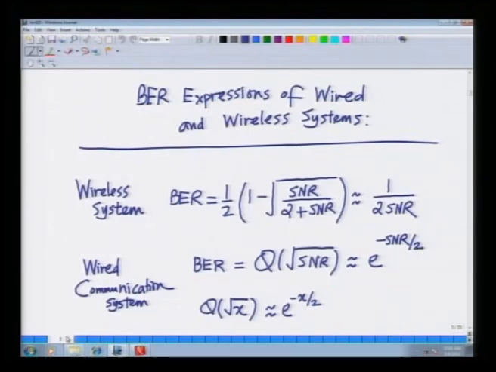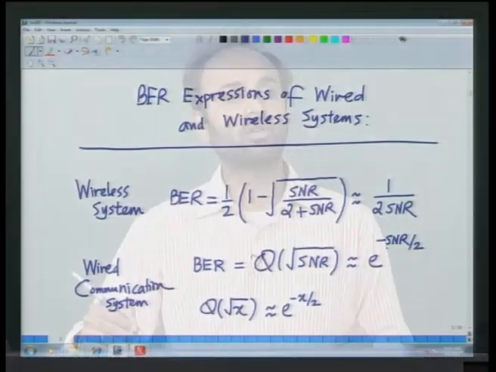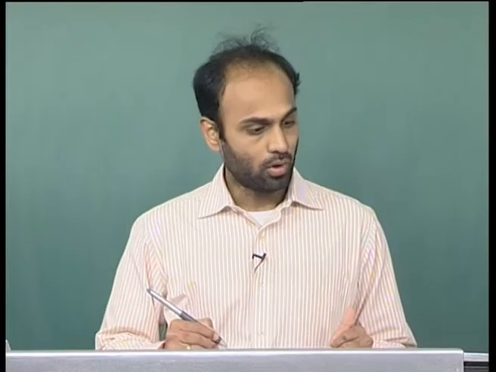The wireless communication system bit error rate decreases only as a function of 1 over SNR, while the performance of a wired communication system decreases exponentially in SNR, that is, it is e power minus SNR. So, it decreases very fast, so that even for small SNRs it is extremely low.